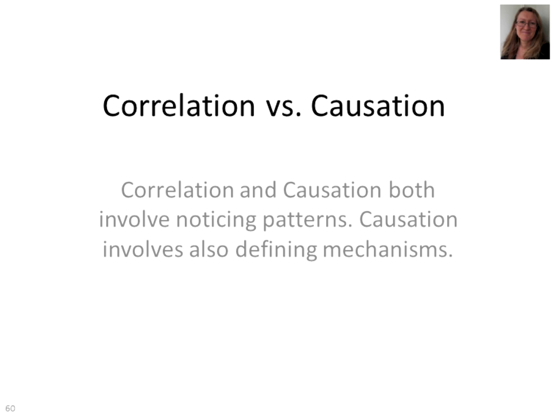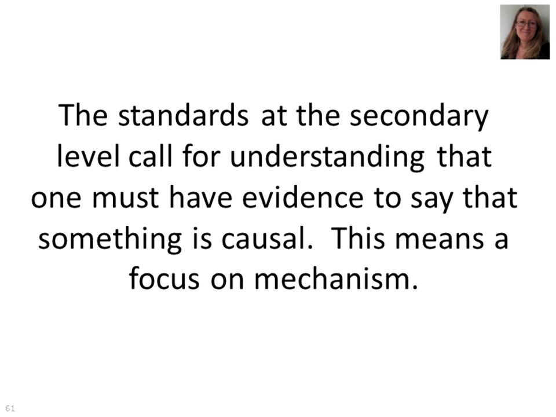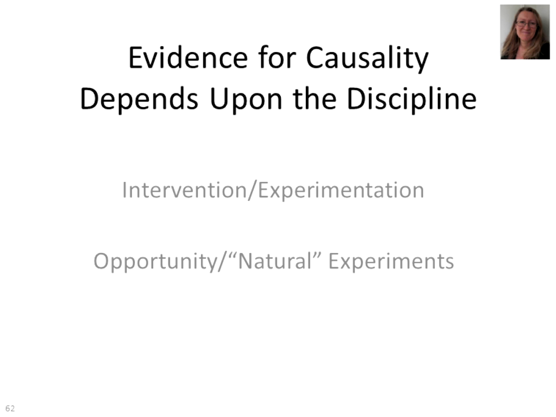And in that case, it may be that they're just correlations, and the second one involves realizing that there may be a third variable called hot weather involved. So there's a third causal link there. So the first two are just correlational. So the standards are asking you to think about evidence that something is causal. So this means focusing on mechanism. And the kind of evidence that you're going to use at different points depends upon the discipline.